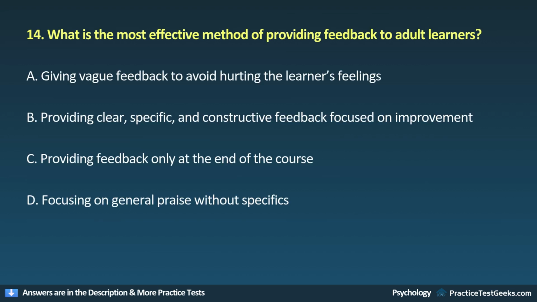14. What is the most effective method of providing feedback to adult learners? A. Giving vague feedback to avoid hurting the learner's feelings. B. Providing clear, specific, and constructive feedback focused on improvement. C. Providing feedback only at the end of the course. D. Focusing on general praise without specifics.